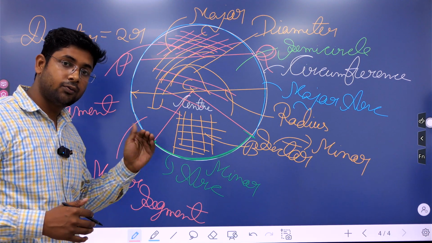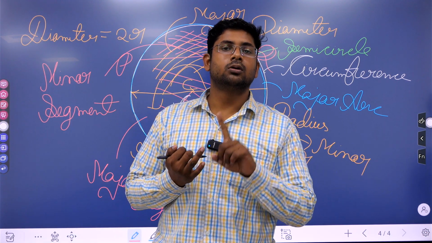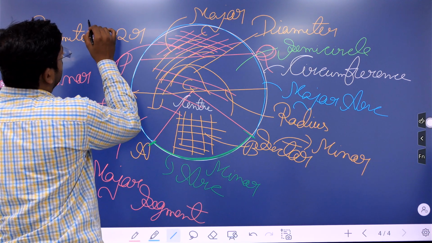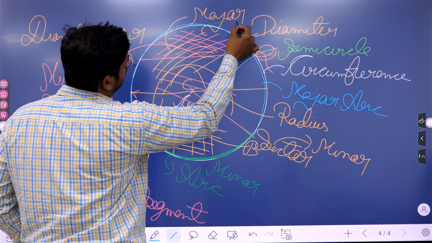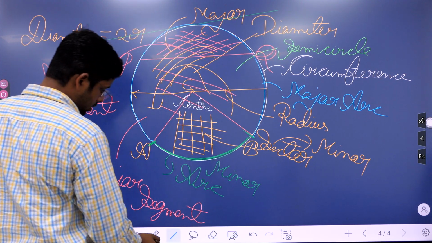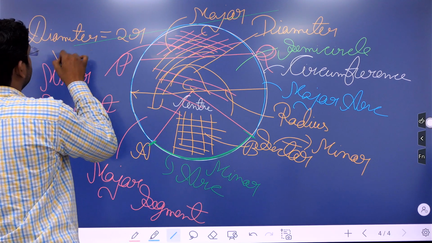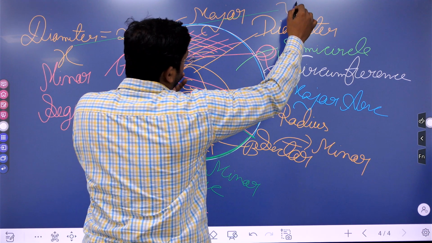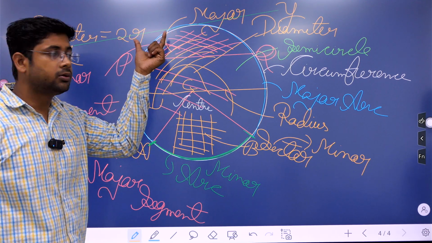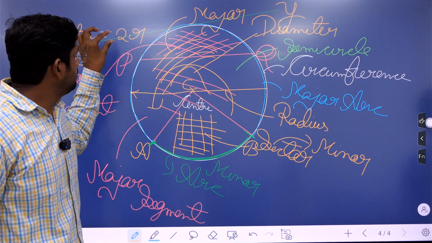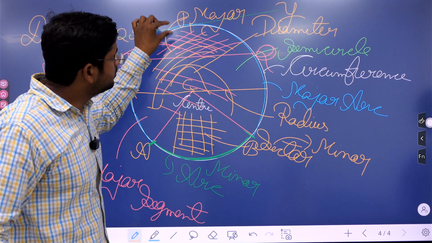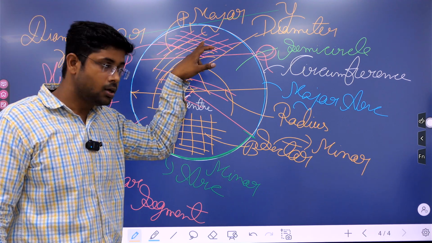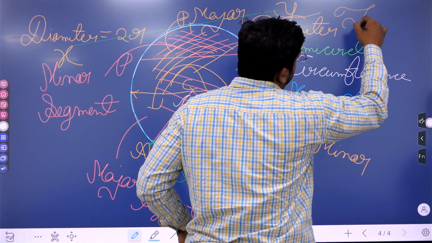And now come to what is a secant and what is a tangent. Secant and tangent points are very important for class 10. So what is a tangent? Now we draw one line here, like this. And I put the names X and Y. So what is the definition of a tangent? When any line passes through any one point of the circle at the circumference, it is called a tangent.